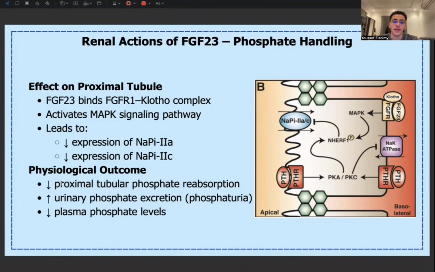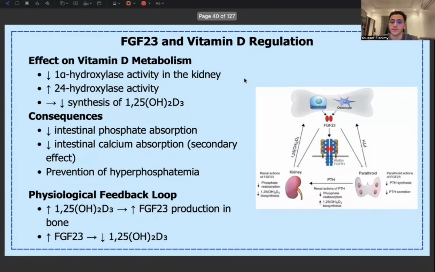So there's decreased proximal tubular phosphate reabsorption, and if there's decreased reabsorption, there would be increased urinary phosphate excretion. So there would be phosphaturia. And as a result, there would be decreased plasma phosphate level. So what we want you to know is that FGF23 plays a major role in decreasing phosphate levels in our blood.